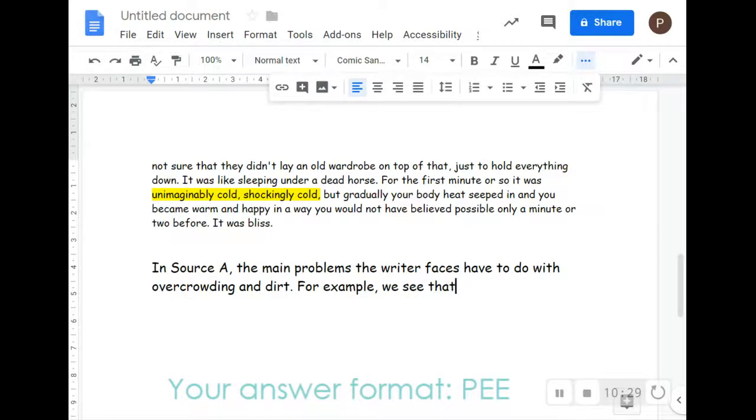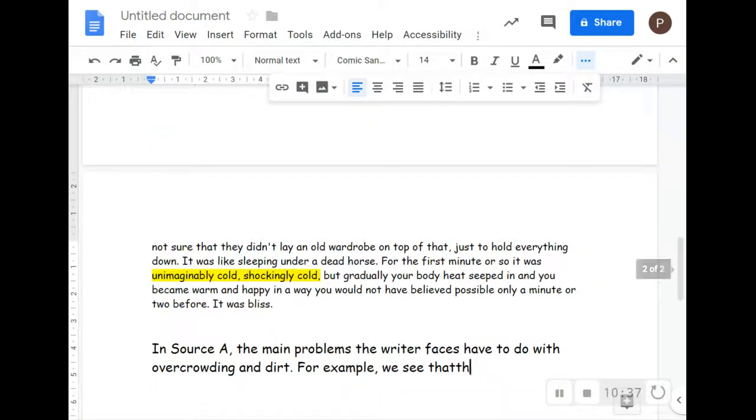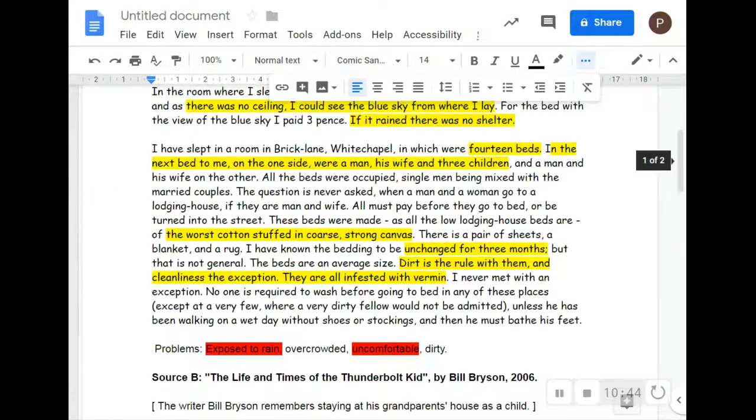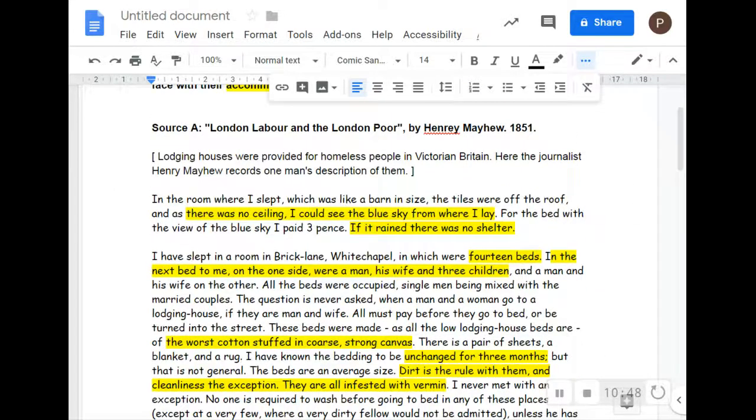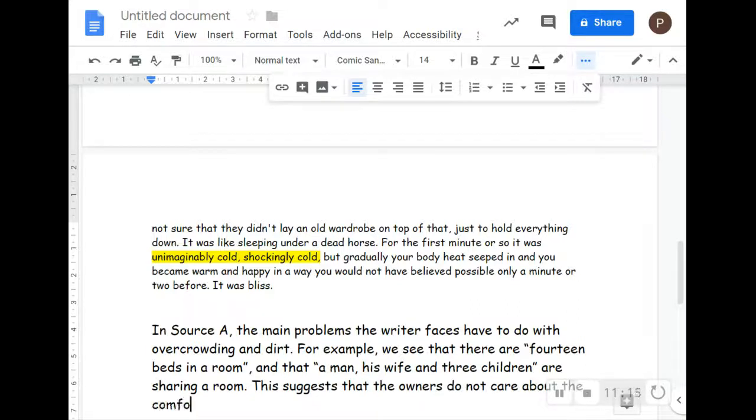For example, we see that, let's find a good quote for overcrowding. I think there are 14 beds in a room, and that a man, his wife, and 3 children are sharing a room. What does that imply about the accommodations with the bedroom? Well, this suggests to me that the owners do not care about the comfort of the occupants and are just trying to make as much money as possible.